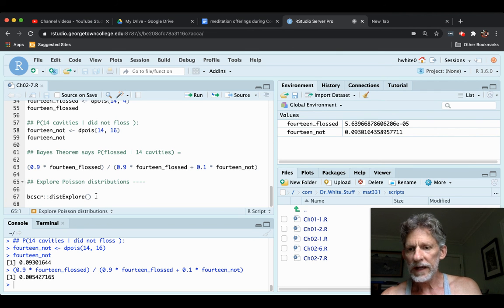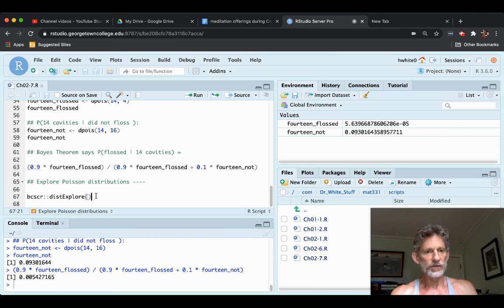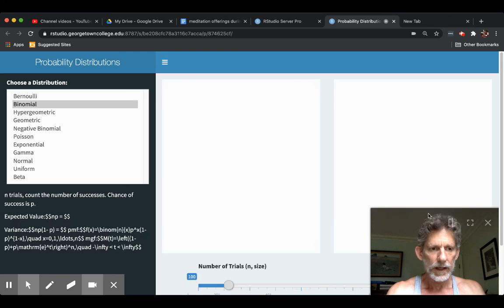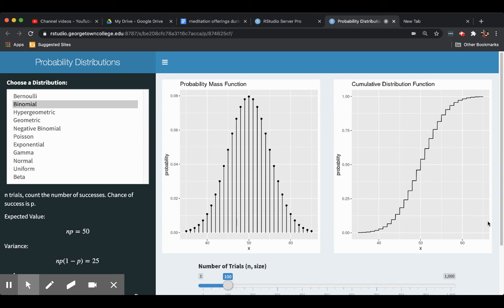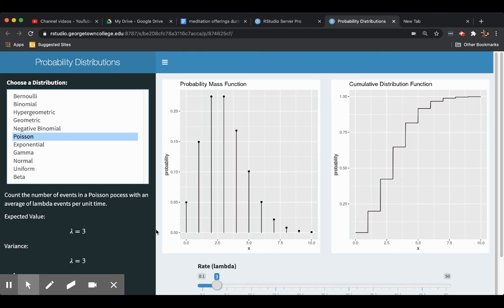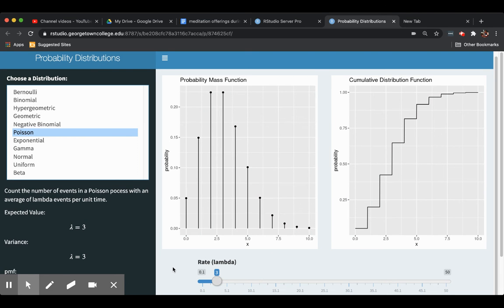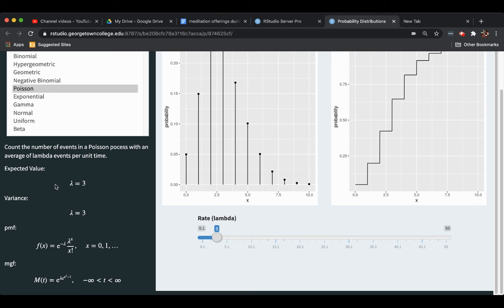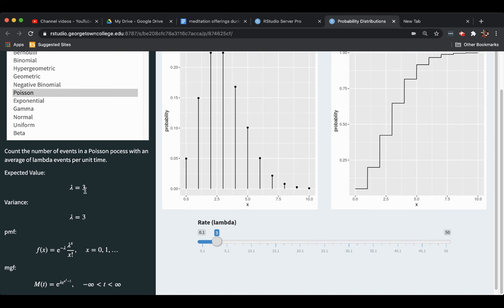Okay, last thing is, let's explore the shape of Poisson distributions with our dist explore function from the BCSCR package. So we'll run this little command, get the app up, and I'm going to do away with my face. And let's go to Poisson. And so you get the facts about Poisson over here. The expected value of Poisson is the lambda. The variance is the lambda as well.